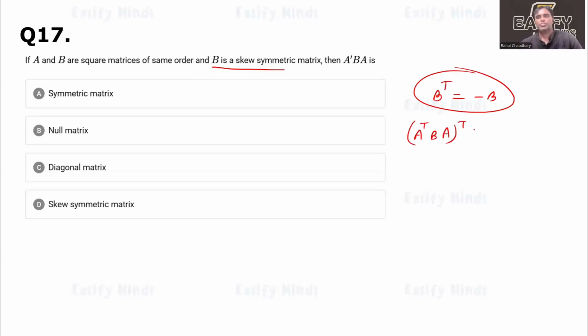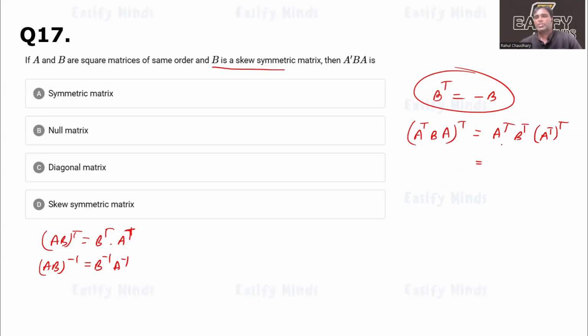So let's take this transpose. It is A transpose, B transpose and A transpose transpose. You know this property, AB whole transpose, it starts from behind, B transpose into A transpose. The same property is for inverse also. If someone says AB whole inverse, you will write B inverse into A inverse.